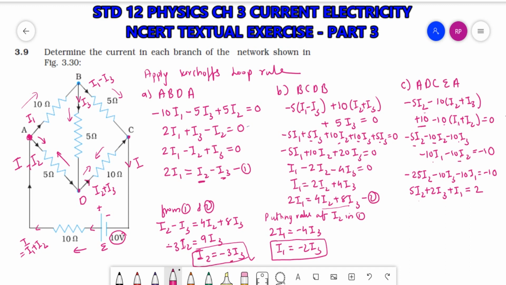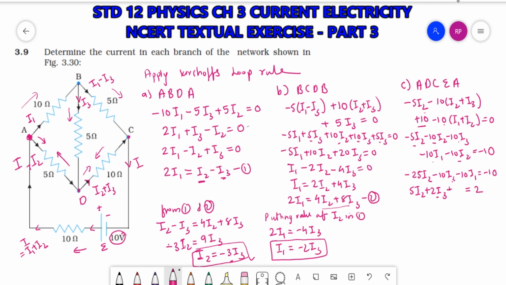So this means that 5 into minus 3, minus 15I3, plus 2I3. And I1, that is again minus 2I3. So minus 2I3, that is equal to 2. So minus 15 plus 2, that is minus 13. So I get I3 is equal to minus 2 by 15. Sorry, here there is a mistake. It will be 2I1. Writing it once again.